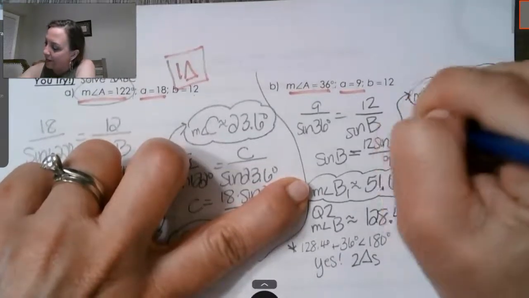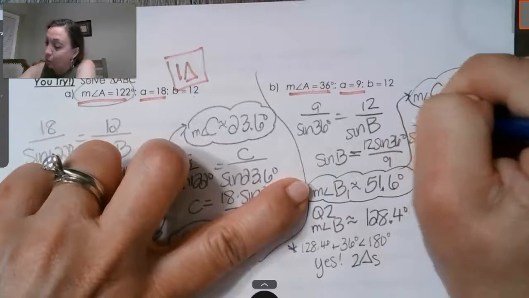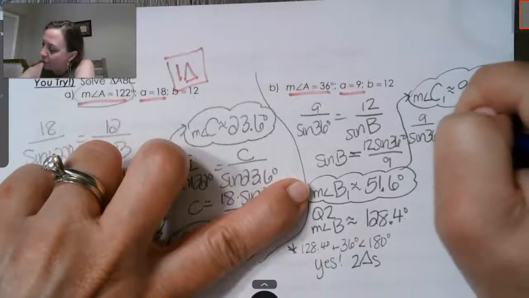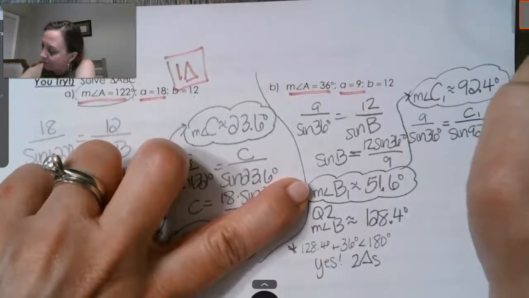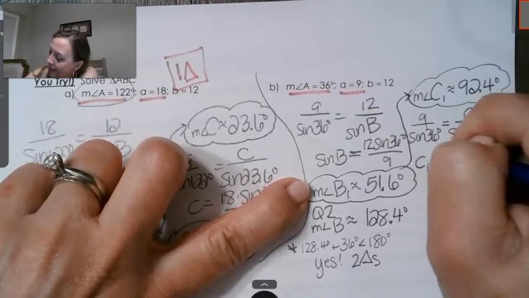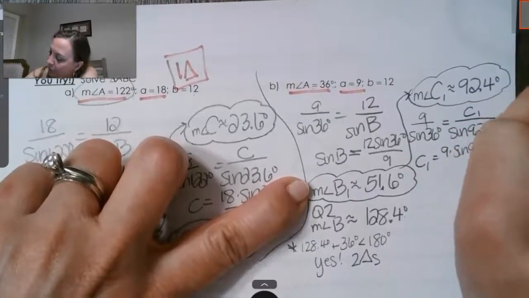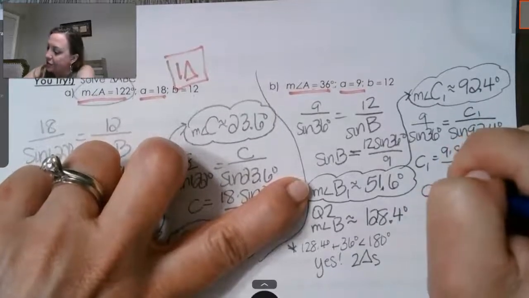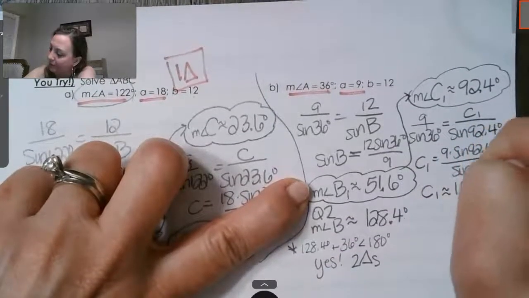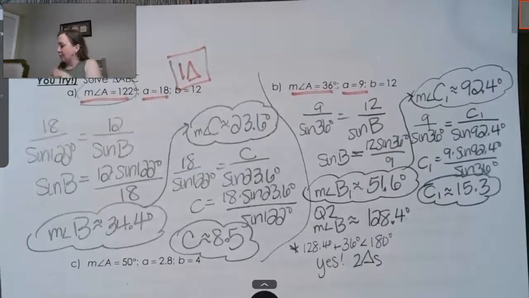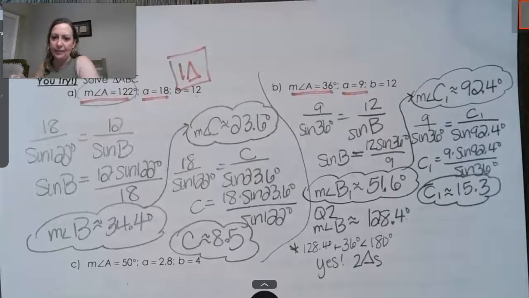And then I can set up my new proportion with the new angle C as the measurement. And that's a 9, not an A, sorry. So C1 is going to be 9 times the sine of 92.4 degrees over the sine of 36 degrees. And it turns out that that side C1 should be about 15.3. Okay. Now I'll just color code. I'll do it in blue. Hopefully you can see the difference.